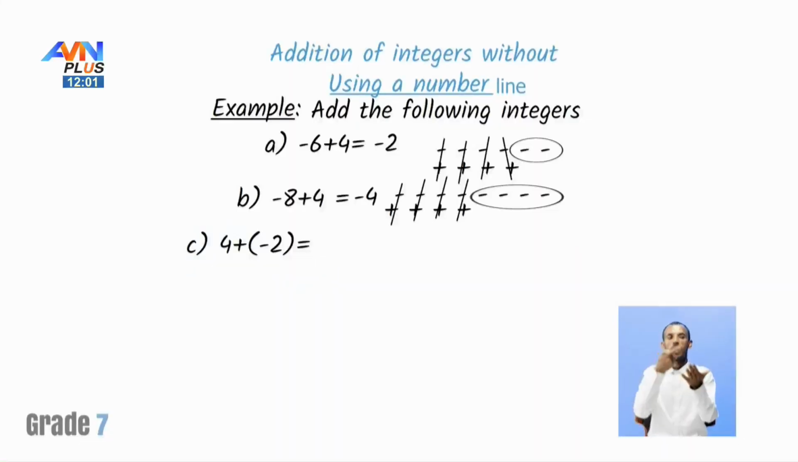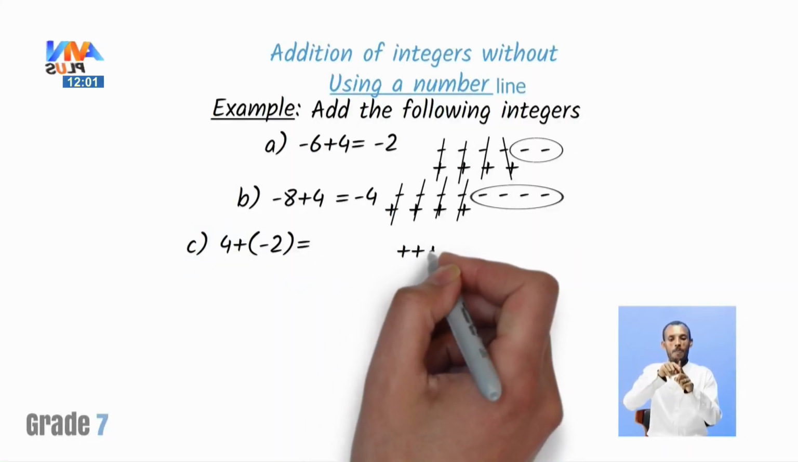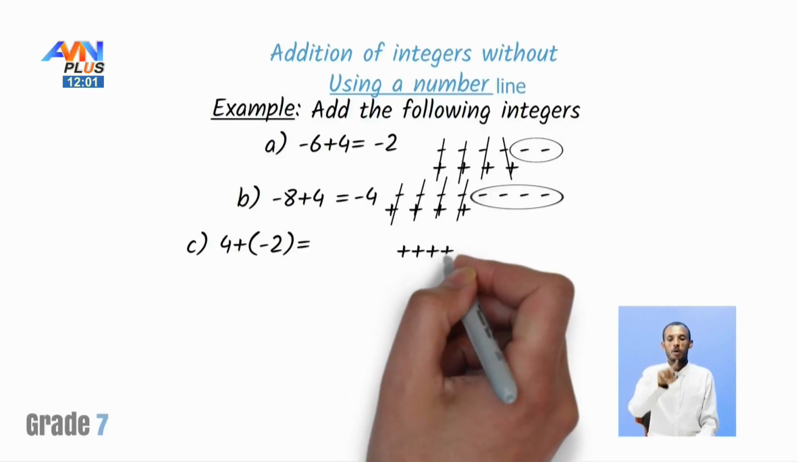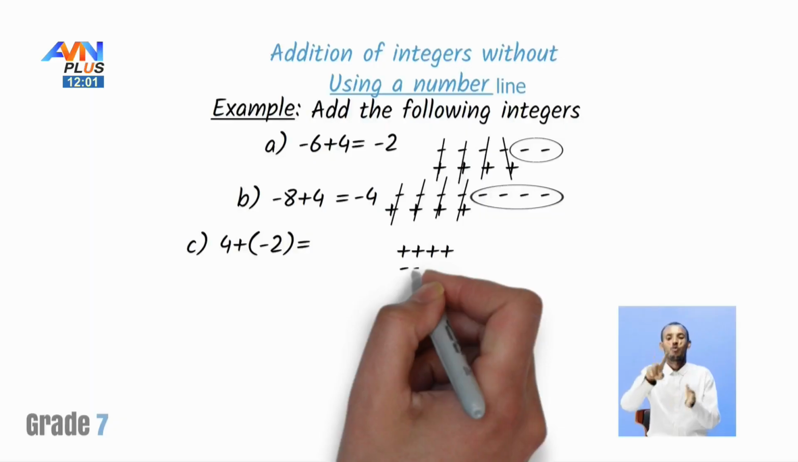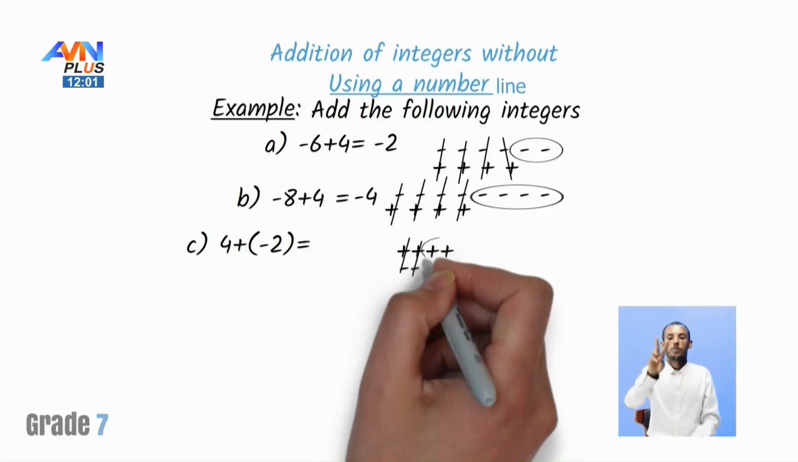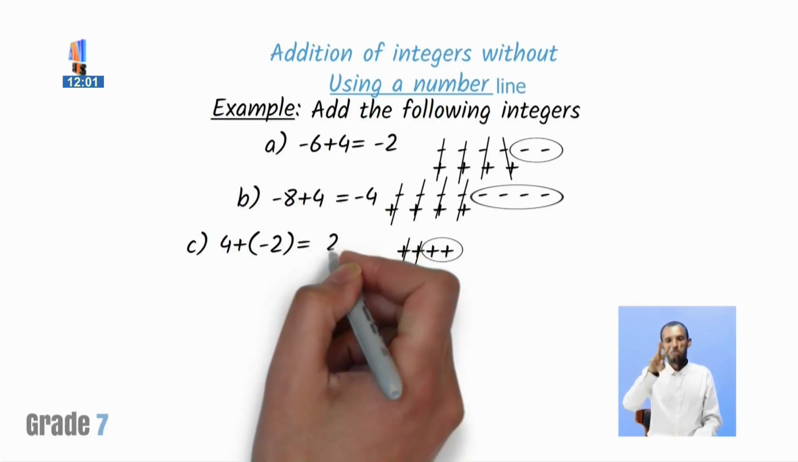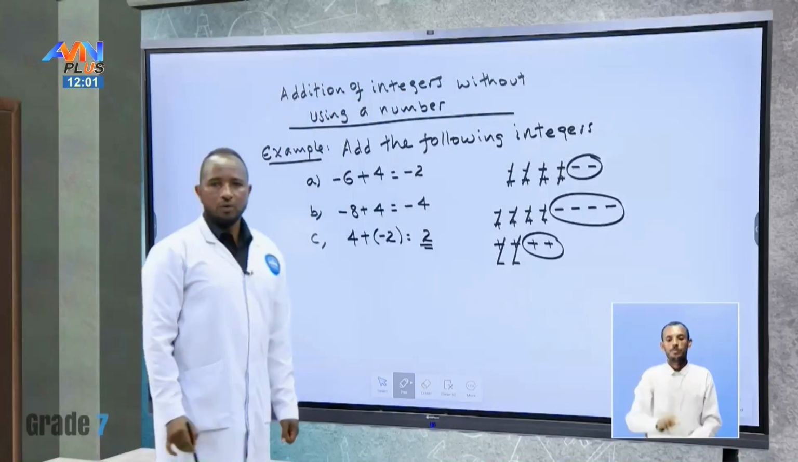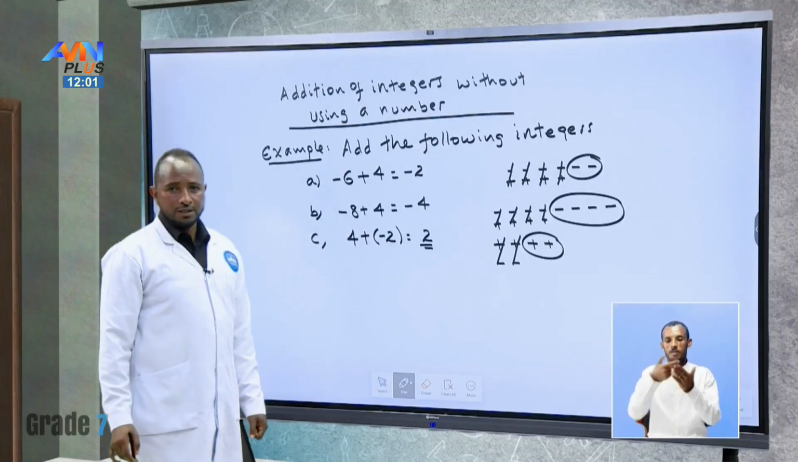Here, 4 means it has 4 positives. 1, 2, 3, 4 positives. And on this, you add 2 negatives. So, the sum of opposites cancels. So here, these cancel out. The remaining is only 2 positives. Therefore, the answer will be positive 2. Simply, we write in this form, positive 2. We can write in this form, 2. Therefore, this will be the answer.